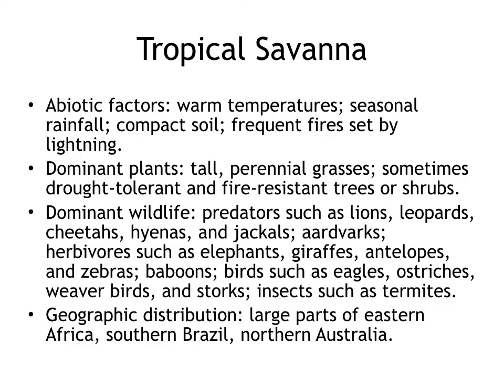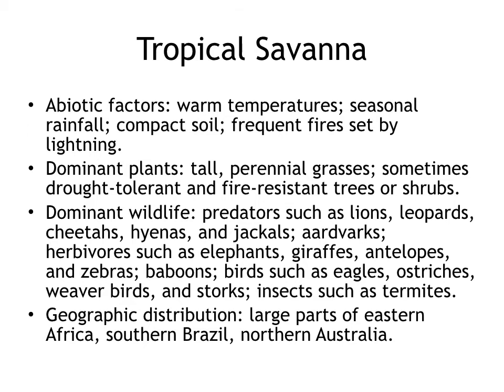Tropical savanna: warm temperatures, seasonal rainfall, compact soil, frequent fires set by lightning. You're going to have tall perennial grasses and shrubs, drought-tolerant and fire-resistant trees or shrubs. You're going to have lions, leopards, cheetahs, hyenas, jackals, right? Giraffes, antelope, zebras. All right. You're going to find this in large parts of eastern Africa, southern Brazil, and northern Australia.